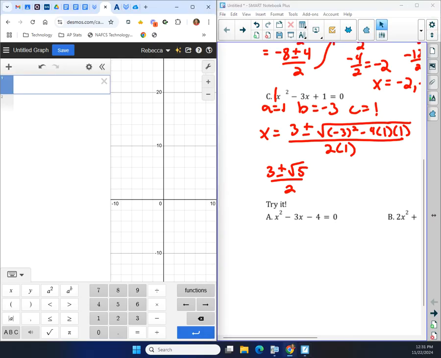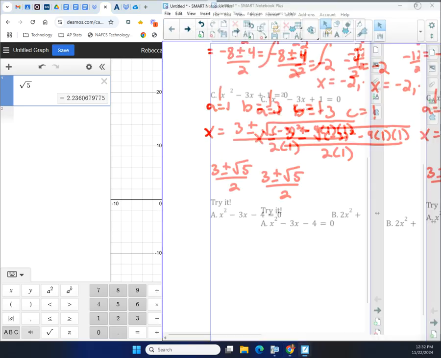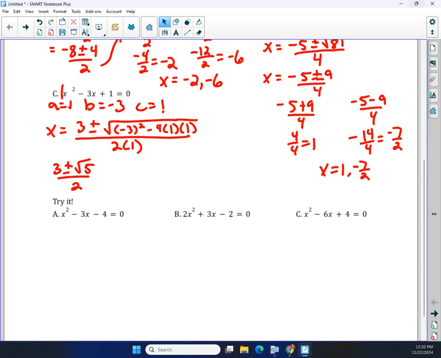I'm sure you already know this, but the square root of 5 is a decimal. It's called an irrational number because that decimal actually goes on forever. You think that might be more difficult, but it actually makes it easier because that's as far as we're going to go.